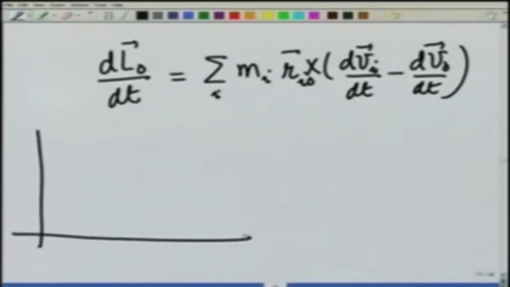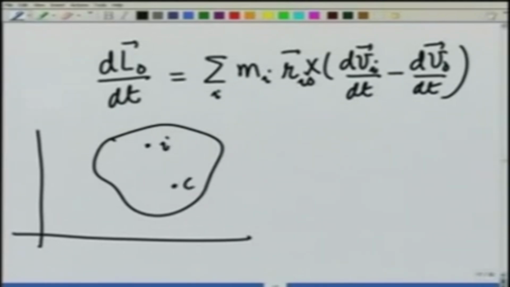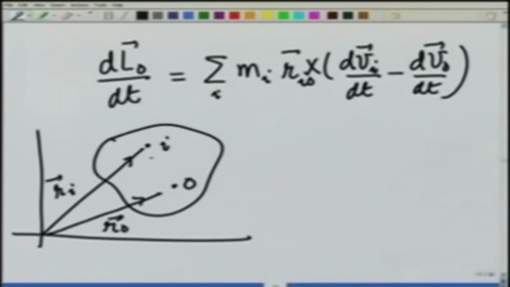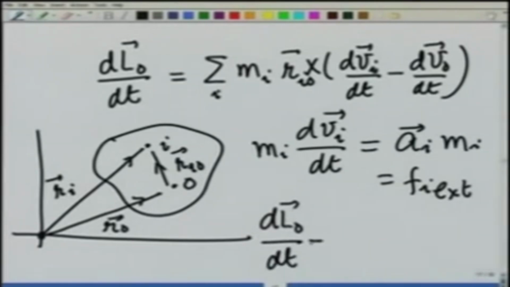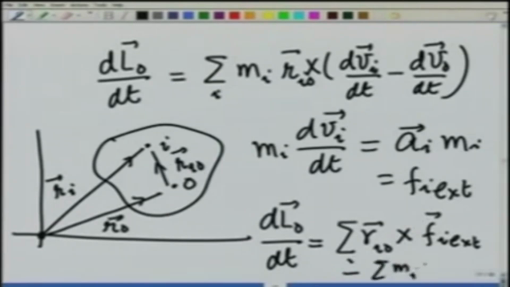Let me remind you again, this is my reference frame, this is my body, this is point i, this is some arbitrary point O, this is R_O whose derivative gives me V_O, this is R_i, and this is R_iO. dV_i/dt is equal to acceleration of point i with respect to the outside point, which is an inertial point, and therefore m_i times this is F_i external, and therefore I can write dL_O/dt is equal to summation R_iO cross F_i external minus summation m_i R_iO cross, this is nothing but the acceleration of point O, A_O.